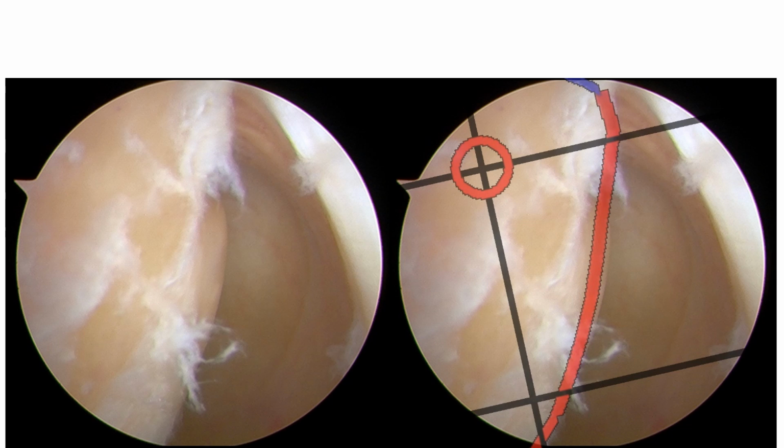By overlaying the Bernard and Hurdle grid onto arthroscopic images, we transform standard arthroscopic views into precise surgical navigation tools. The grid system provides standardized anatomical references that guide optimal femoral tunnel placement, allowing surgeons to identify the ideal entry point with greater accuracy and confidence.